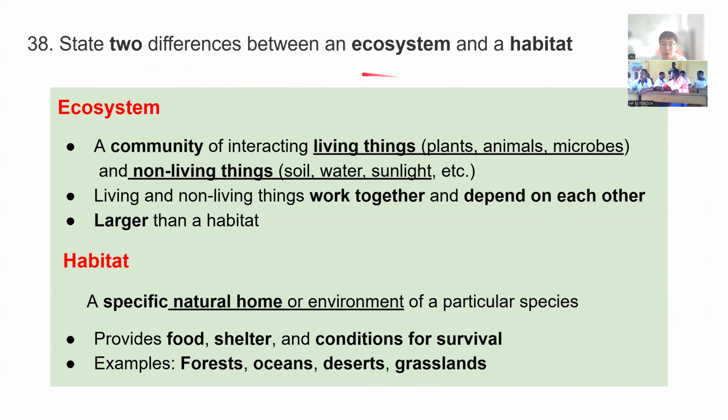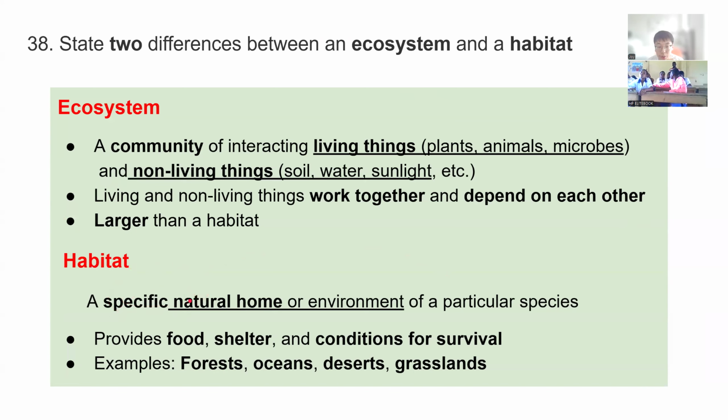State two differences between ecosystem and habitat. So it's just asking us to state the differences. You can say that an ecosystem is a community. It's not a single spot, but a community of interacting living things and non-living things. They work together and depend on each other. An ecosystem is the larger part, and the habitat is just a smaller part of an ecosystem.